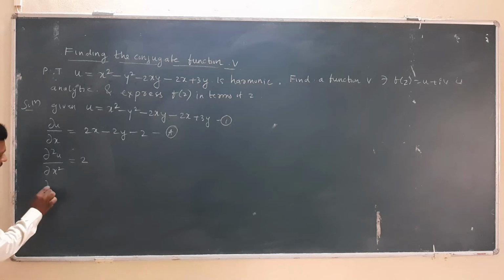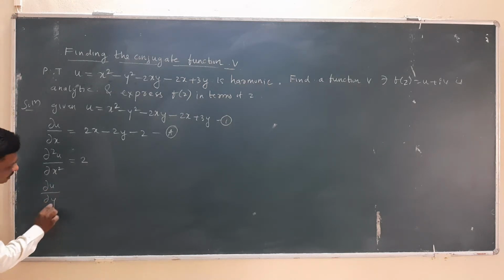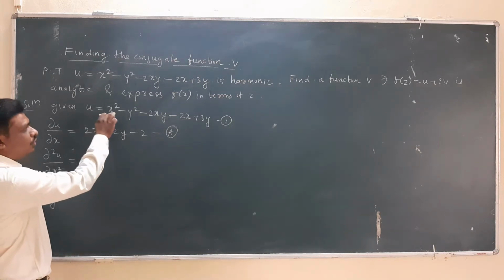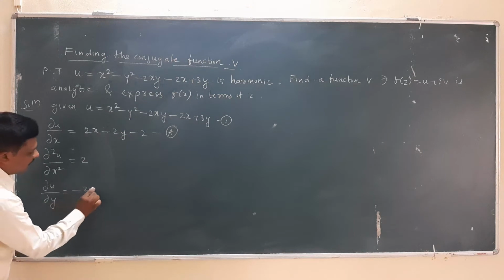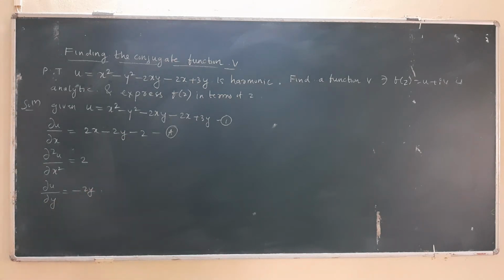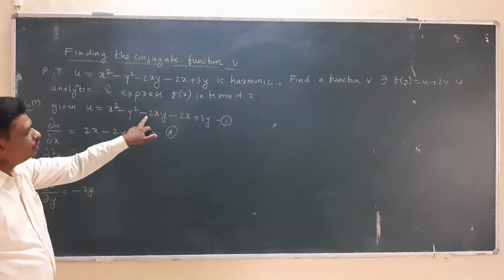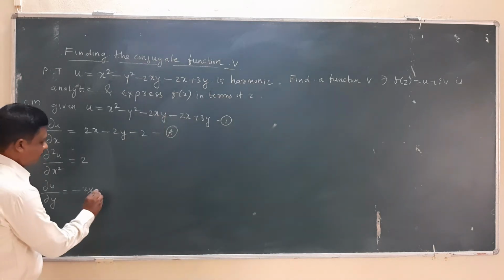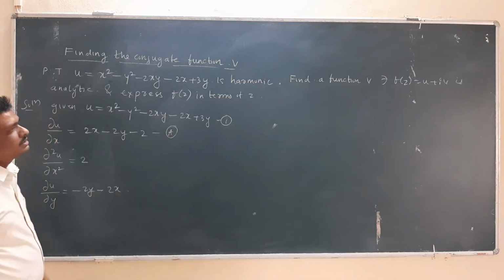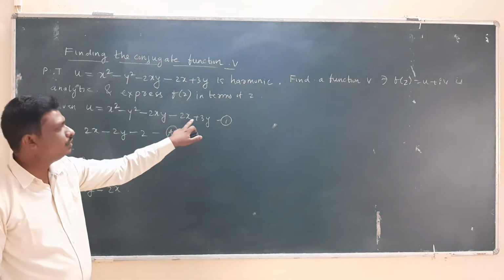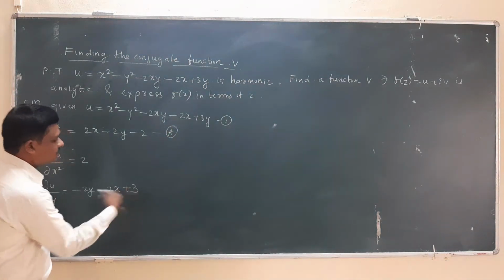Now I will differentiate the given function u with respect to y partially, taking x as constant. Derivative of x square is 0. Derivative of y square is minus 2 into y. Then derivative of minus 2xy is minus 2 into x. Derivative of 2x is 0 and derivative of 3y is plus 3.